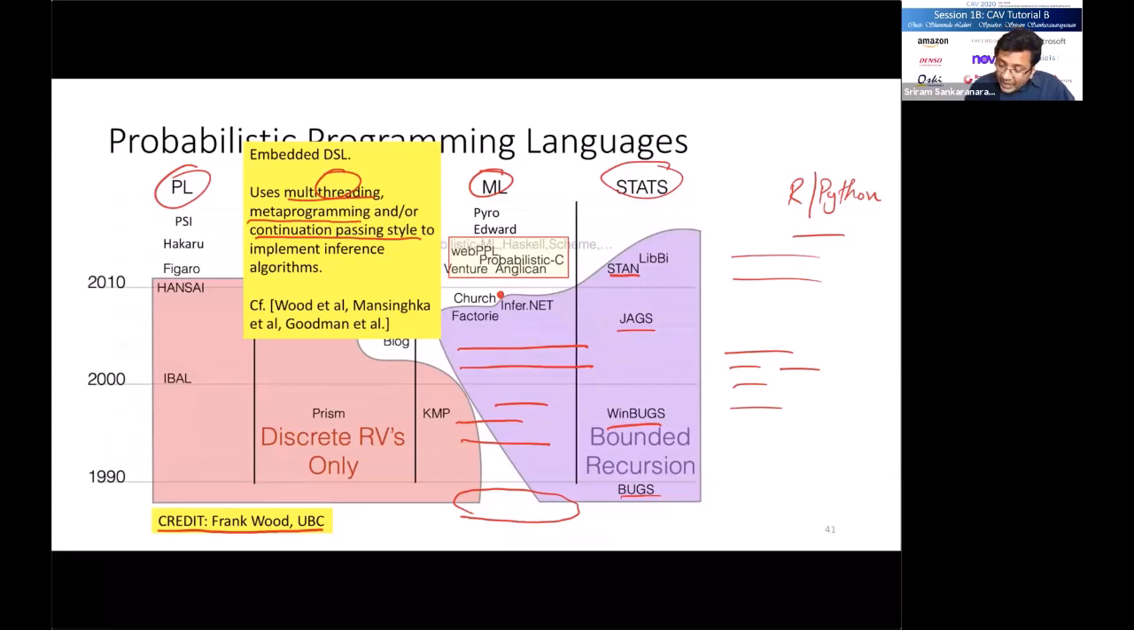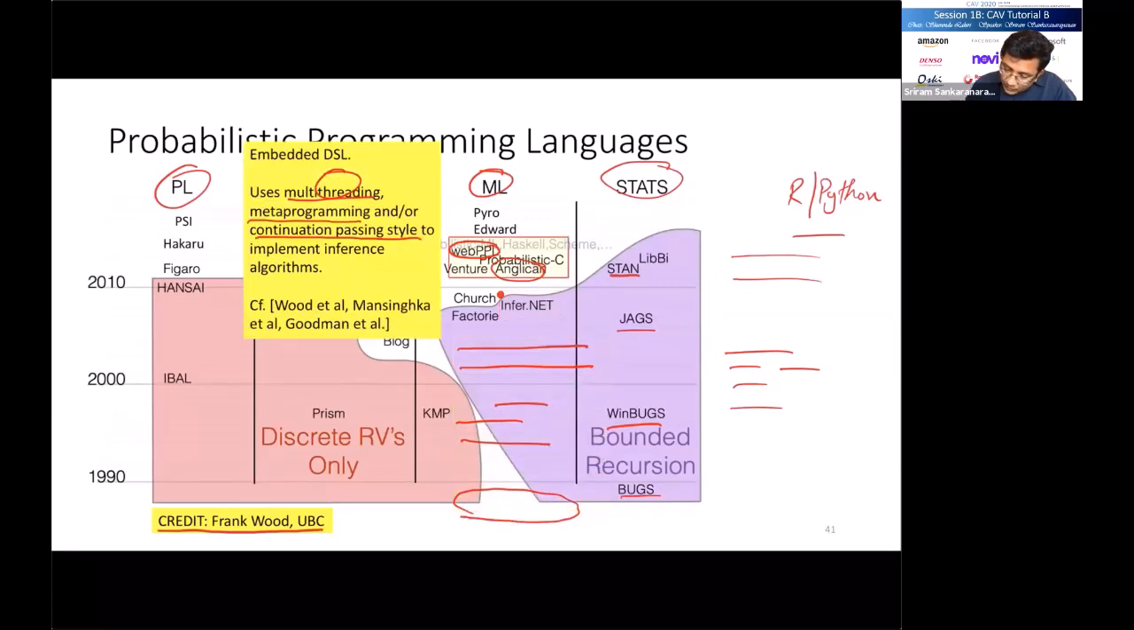I should mention Anglican, which is a very highly supported programming language by Frank Wood, and it embeds into Clojure, which is a Lisp inside the JVM. Another very nice language is called WebPPL, which is a JavaScript embedding. And these are very interesting probabilistic programming languages coming from the machine learning community. All right.